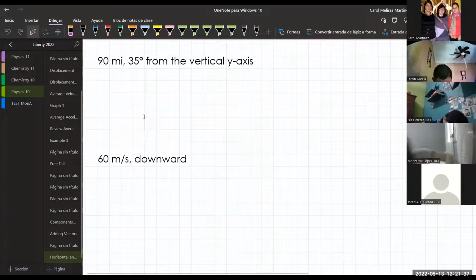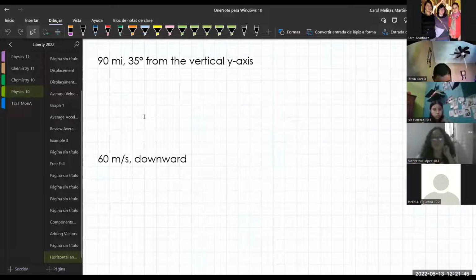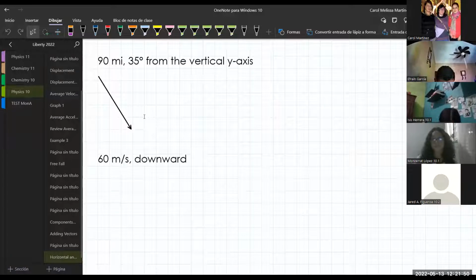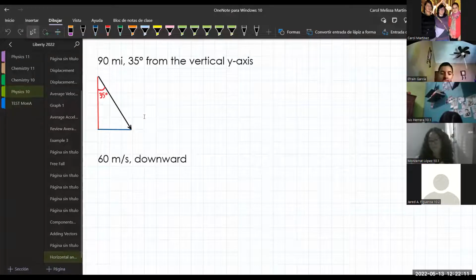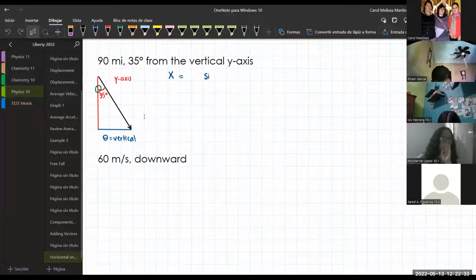Now let's work with this example. It says 90 miles 35 degrees from the vertical axis. Okay. So I have this. That's my vector. Okay. Complete that triangle. What is the axis that it is touching? Vertical or horizontal? y-axis. The y-axis, okay? It's touching the y-axis, therefore this is a vertical angle. So your x component is going to be equal to whatever sine of the angle, and your y component is going to be equal to the vector cosine of the angle.